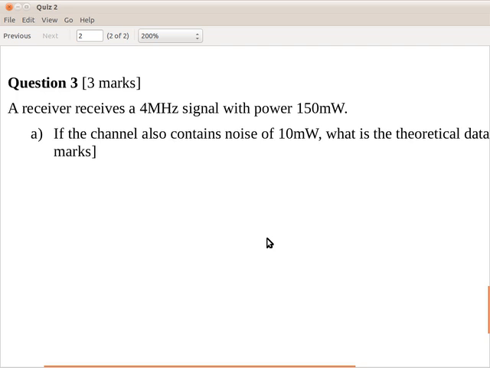We receive a 4 megahertz signal with power level 150 milliwatts. The communications channel has 10 milliwatts of noise. What's the theoretical data rate that we can achieve with this communications channel? Try and solve that.